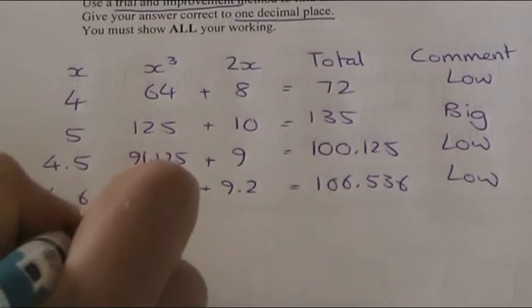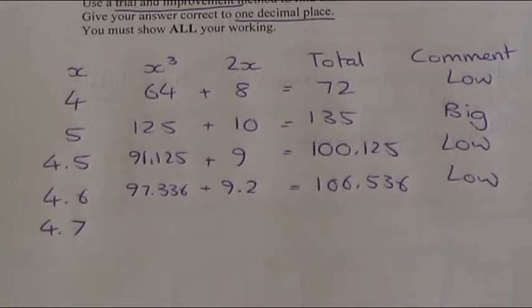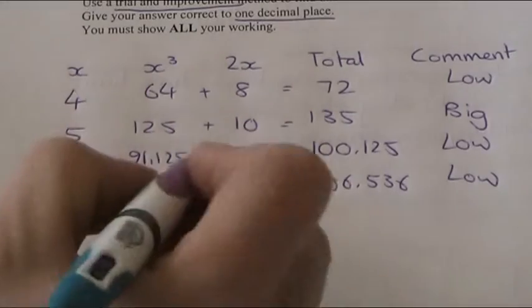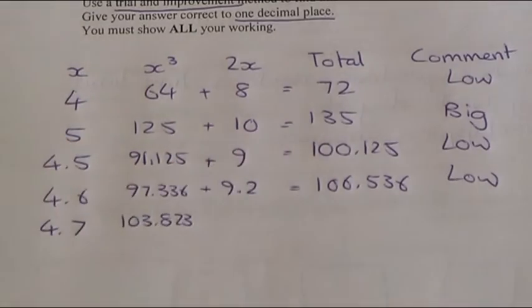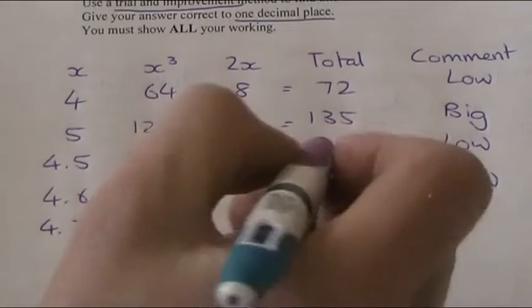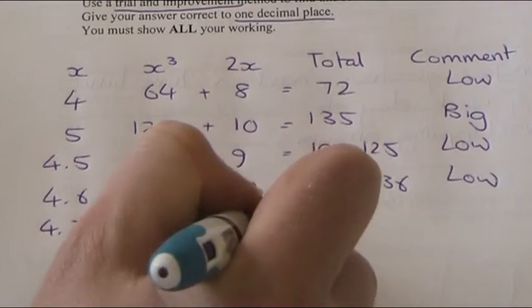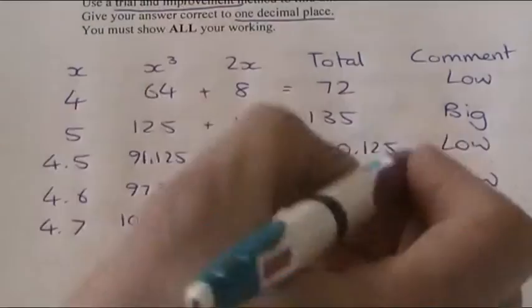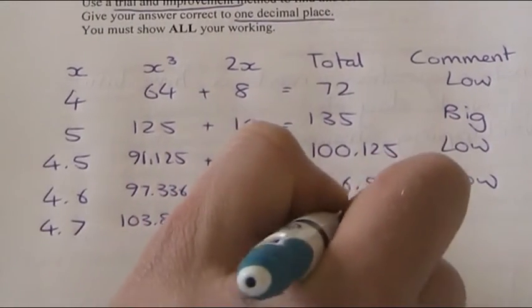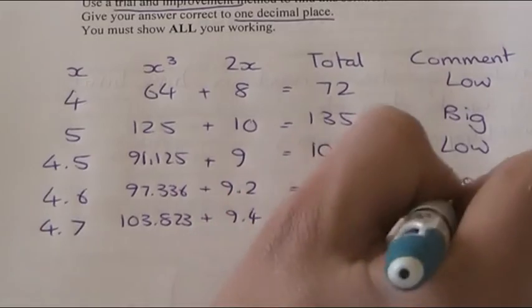And then I just compare which one of these is closer. So 4.7 cubed is 103.823. 4.7 doubled is 9.4. If I add that to my 103.823, I get 113.223, which is now too big.